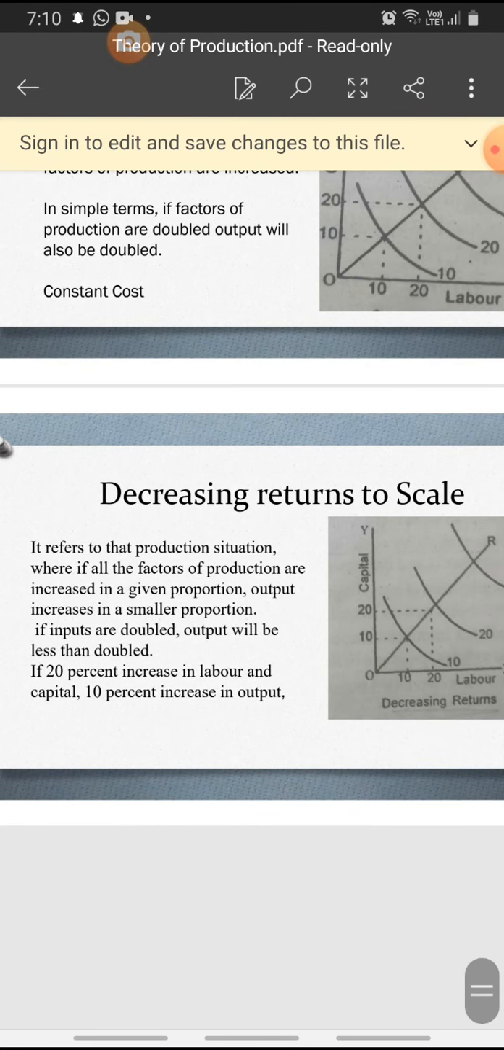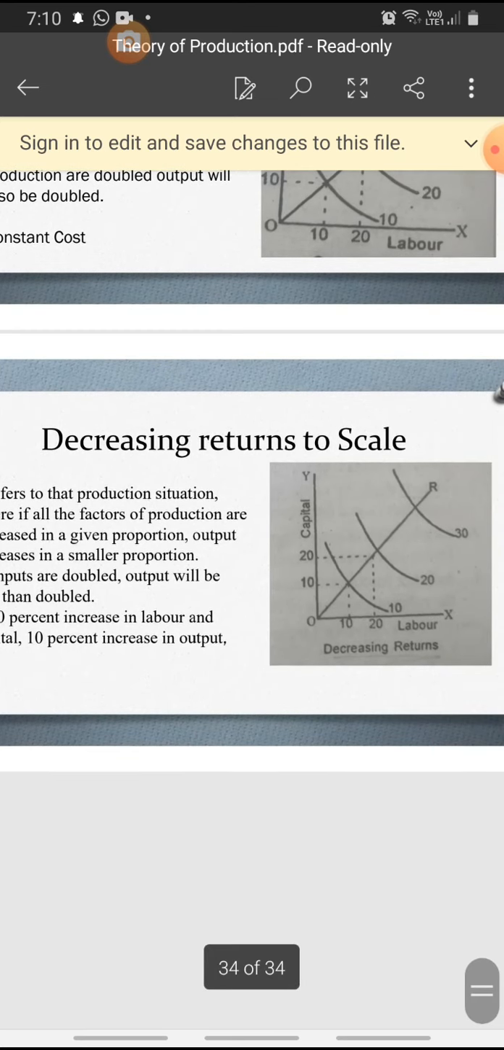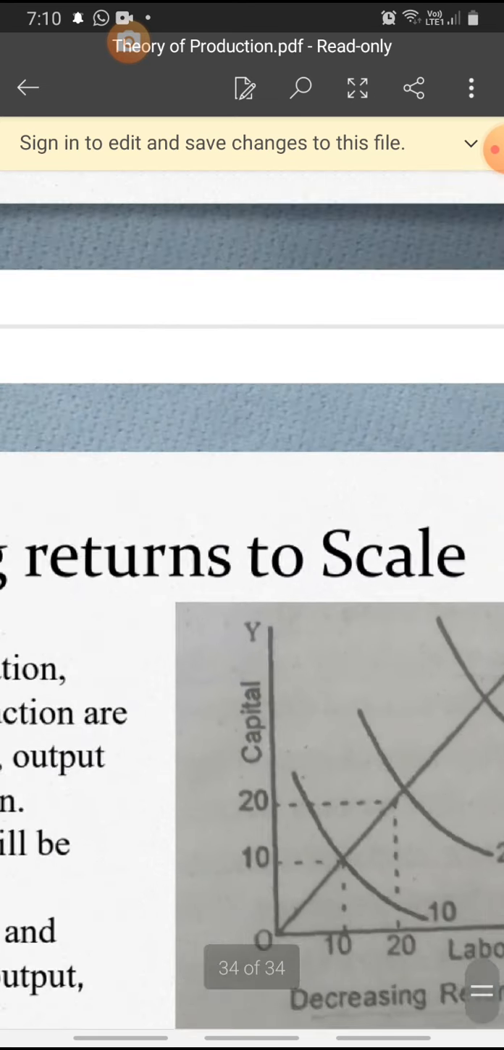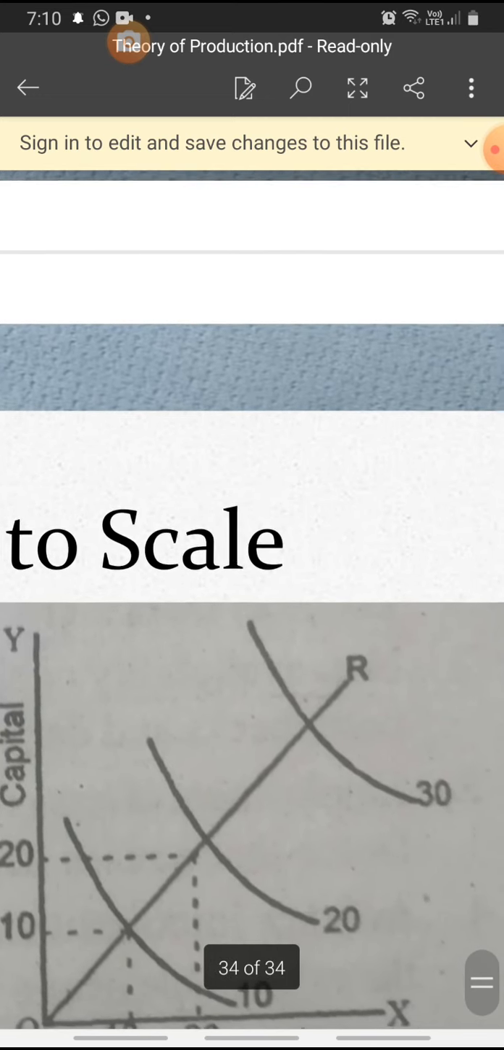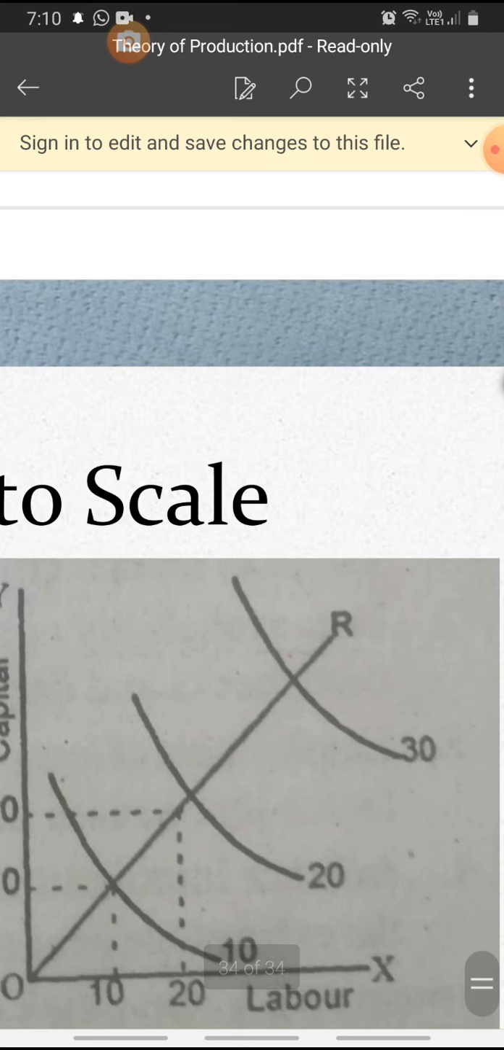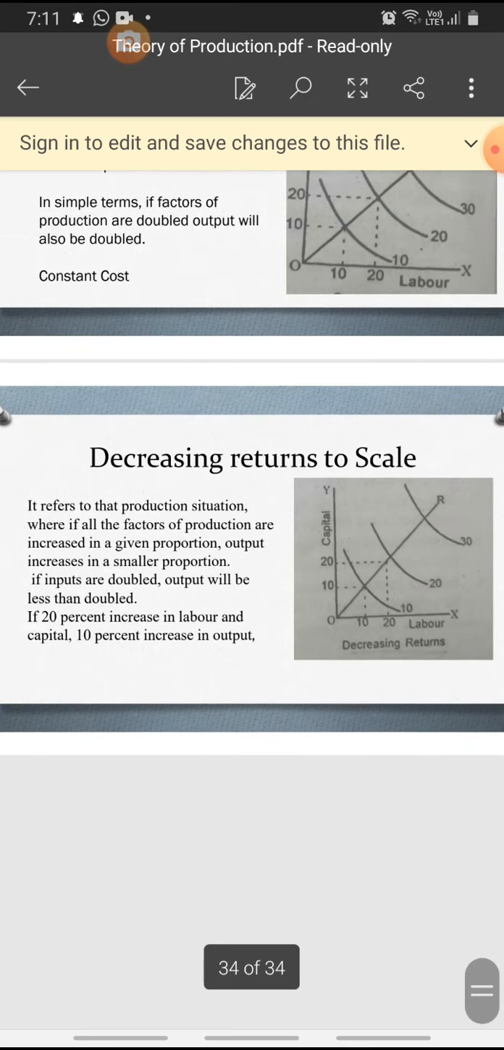Then the last one is decreasing returns to scale. It refers to a situation where all factors of production are increased, and output increases in a smaller proportion. If inputs are doubled, output will not be doubled. If there is a 20% increase in labor and capital, output increases by 10%. So the distance between these isoquants is increasing. That means in order to produce 10 more units of output, we have to use more units of labor and capital.